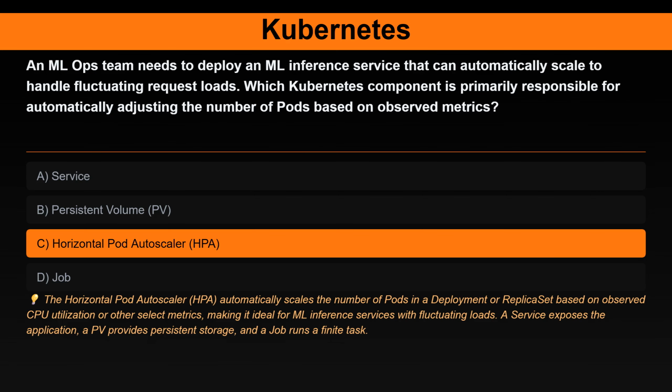The correct answer is horizontal pod autoscaler, HPA. Here's the explanation. The horizontal pod autoscaler, HPA, automatically scales the number of pods in a deployment or replica set based on observed CPU utilization or other select metrics, making it ideal for ML inference services with fluctuating loads. A service exposes the application, a PV provides persistent storage, and a job runs a finite task.